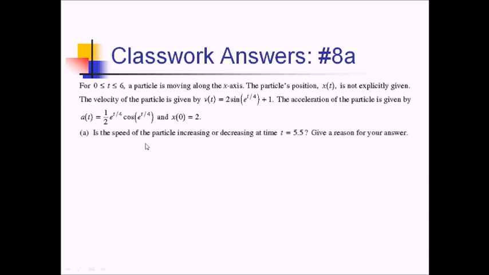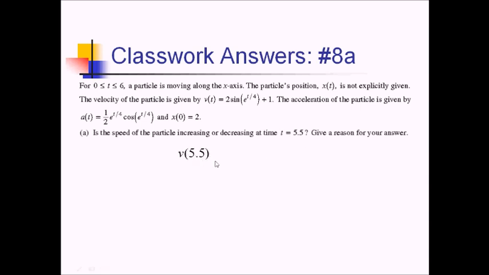So, first part of this problem, is the speed of the particle increasing or decreasing at time 5.5? So to figure this out, we need to figure out the velocity and the acceleration at 5.5, and then see if they have the same sign or opposite signs. So let me start by doing v of 5.5.